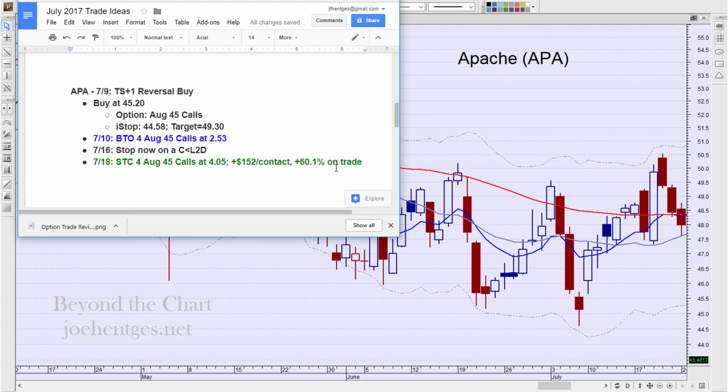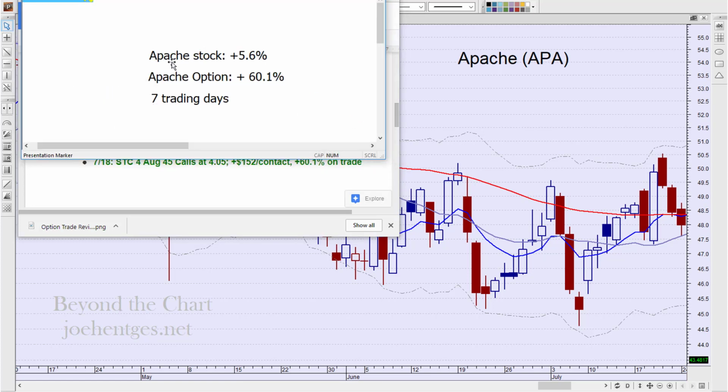So it worked out very well, and we were in the trade just for 7 trading days. So here are the results. If you had bought the stock, you would have made 5.6% on the shares. Buying the option contract, the particular one I talked about, you made 60.1% in 7 trading days.